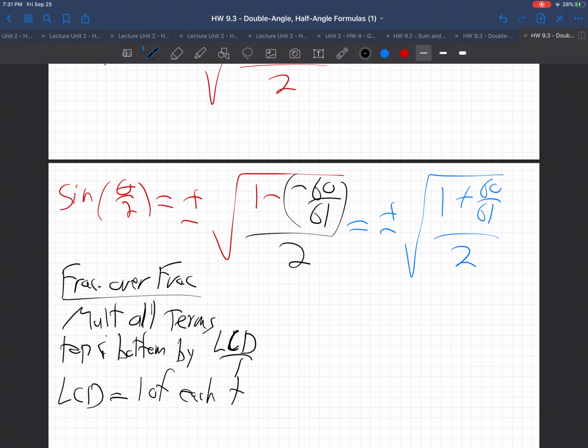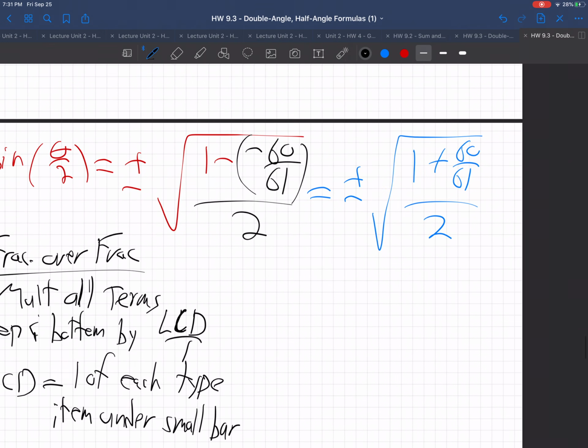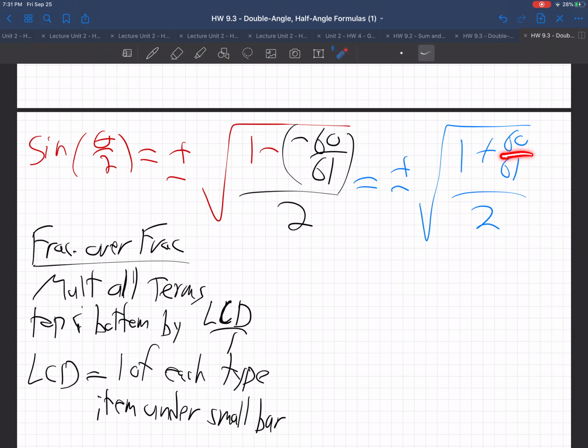1 of each type of item under the small bar. So I look here and I go, okay, here's the small bar, that's what's under it. This is the big bar, not talking about that. I'm talking about the small bar, 61. All we got is 61. So what am I going to do?